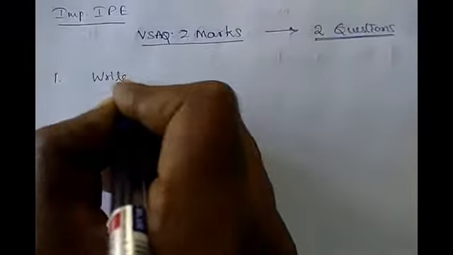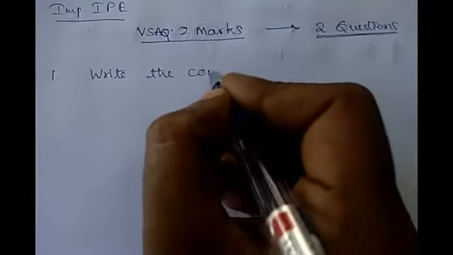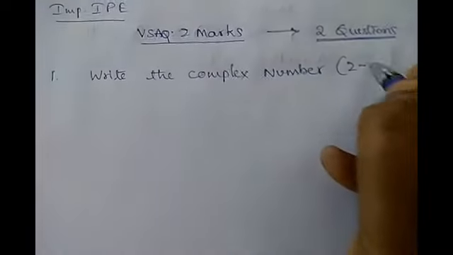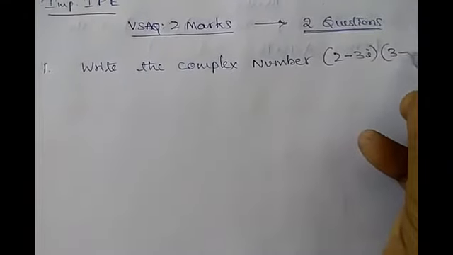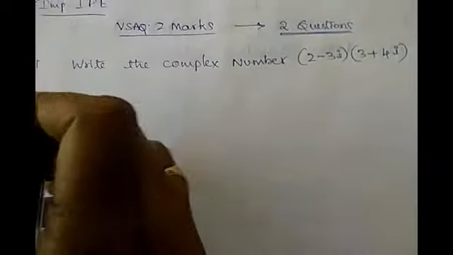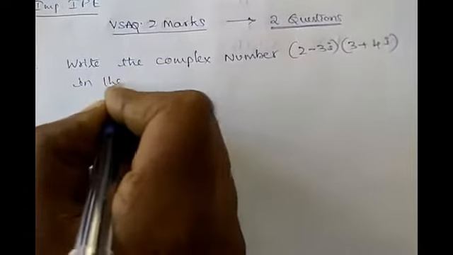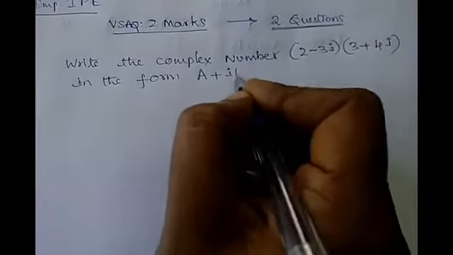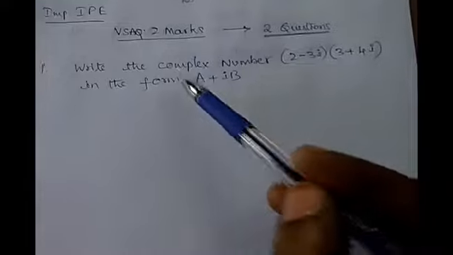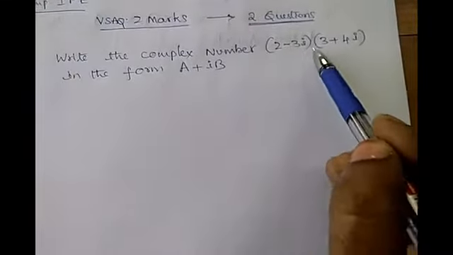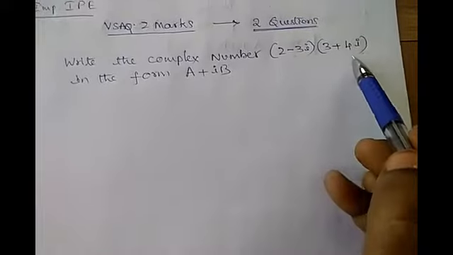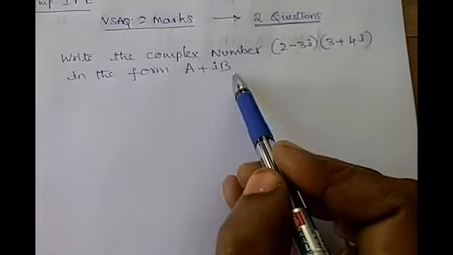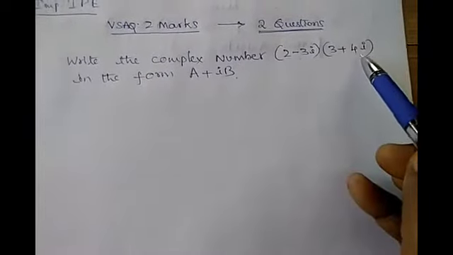Write the complex number (2 minus 3i) into (3 plus 4i) in the form of a plus ib. What is the problem? Here the complex number is (2 minus 3i) into (3 plus 4i). We have to write this complex number in a plus ib format. That means what? General form of the complex number. We have to write this complex number in general form.